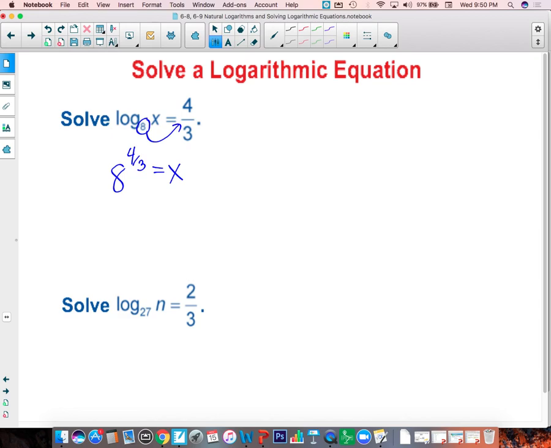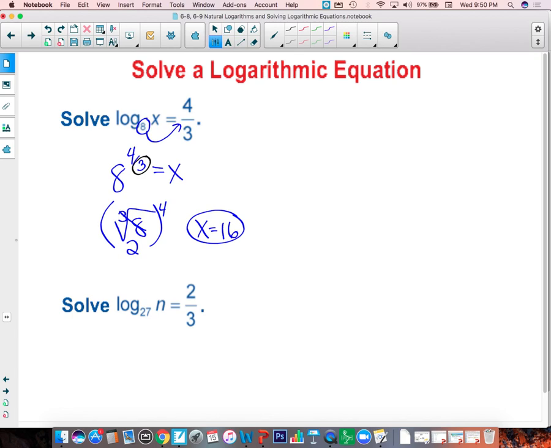And then I actually have to evaluate this. So 8 to the 4/3, you got to remember how to do those. Well, the bottom number, that's your root, or your index, and the top number is your power. So I want to take the cube root of 8, and I'm going to raise that to the 4th power. So cube root of 8 is a 2. 2 to the 4th is 16, so x equals 16. That's the first way to do it.